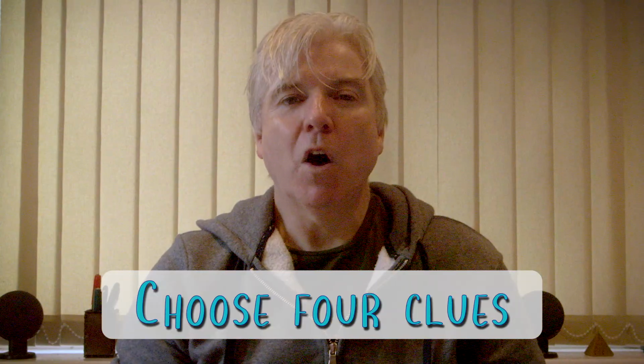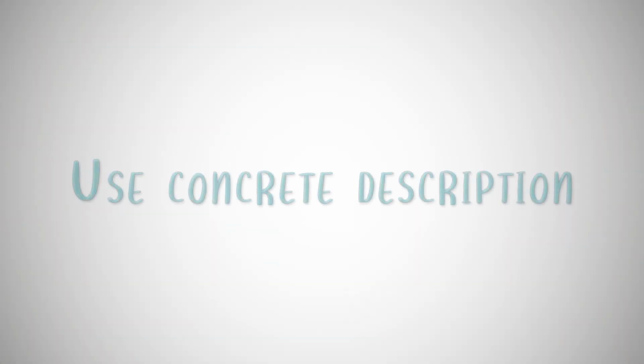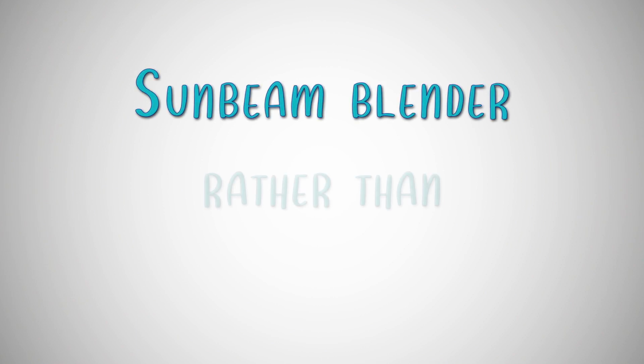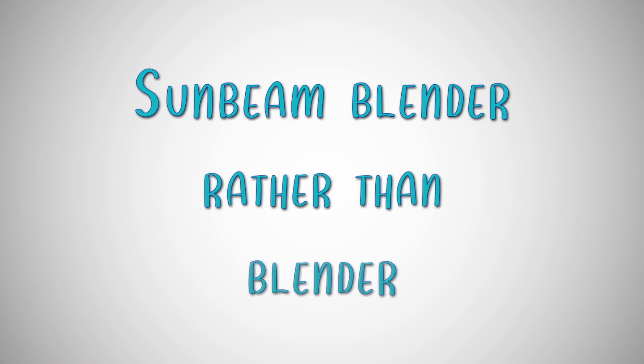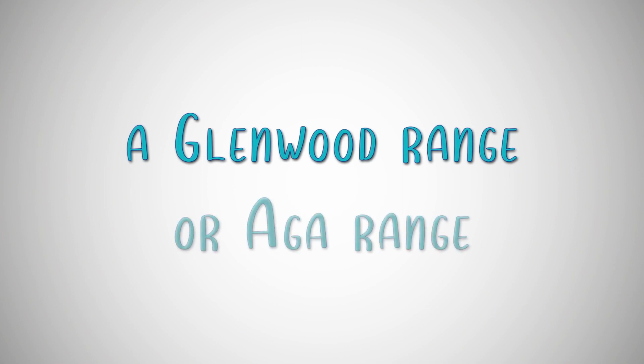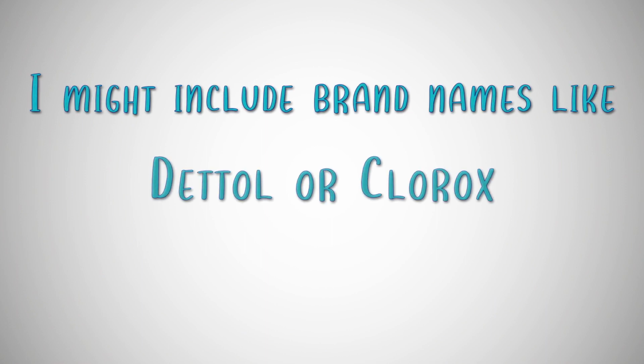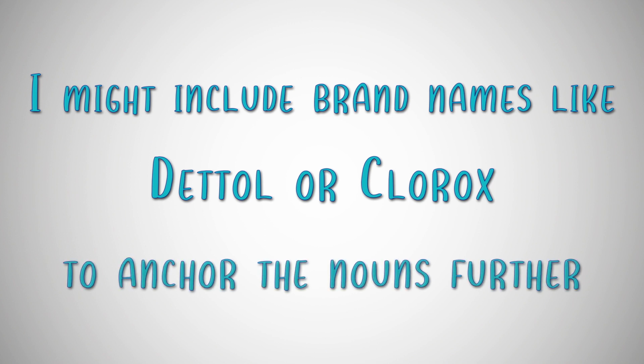From your rich description, choose 4 of your clues. The 4 that you're really pleased with and think that they're the best clues. And prune or discard the rest, because we're going to then concentrate on those 4. Now add to your clues something that makes the description more concrete. So in the example I provided, I might write a sunbeam blender rather than just blender, or a Glenwood range or Aga range. Or I might include brand names like Dettol or Clorox to anchor the objects, the nouns, further.